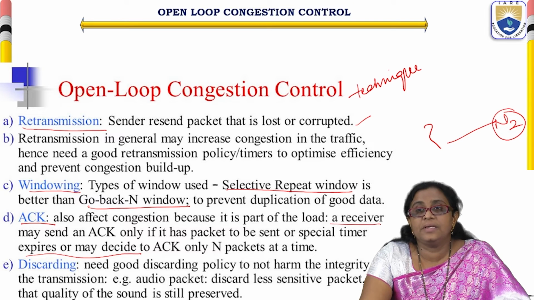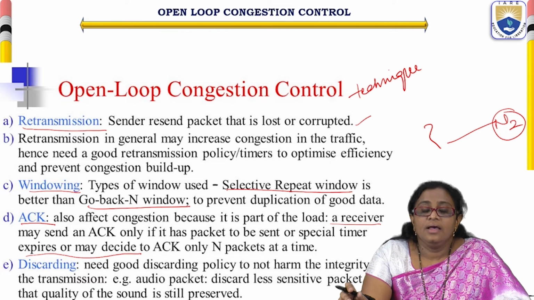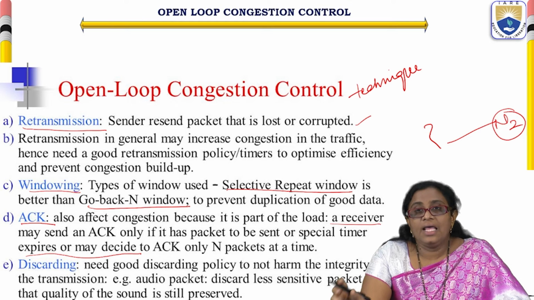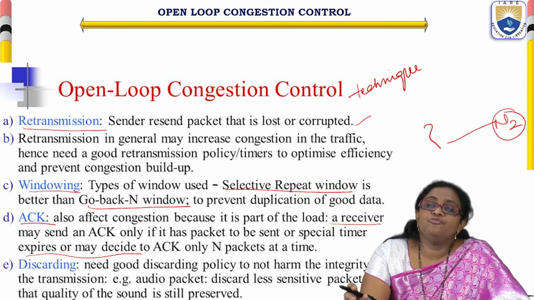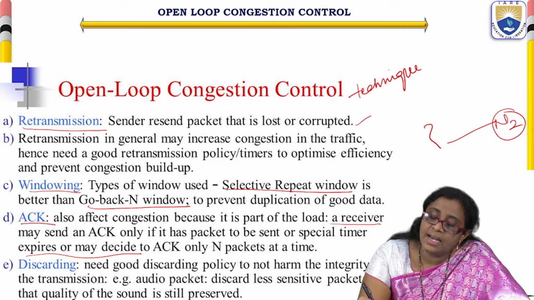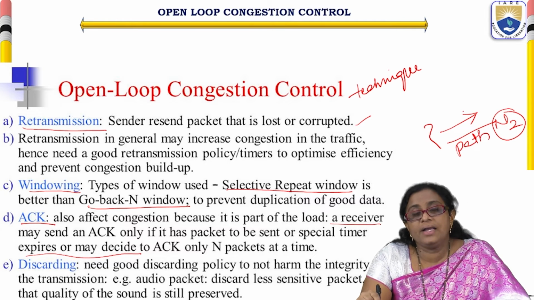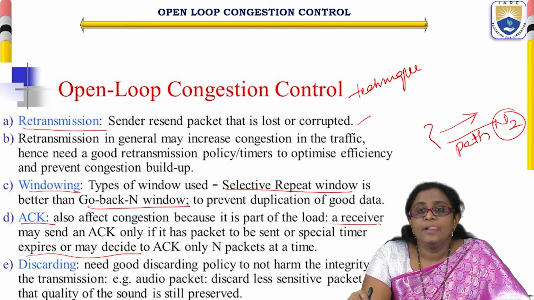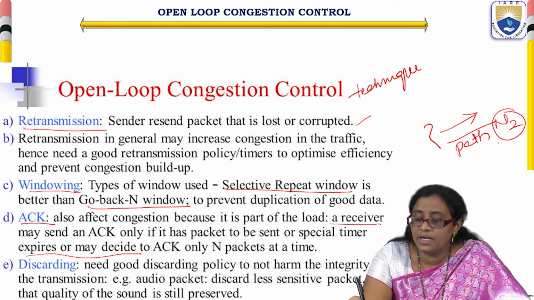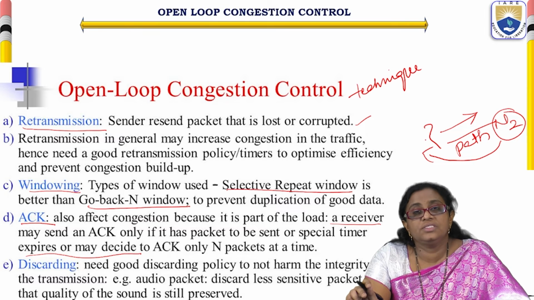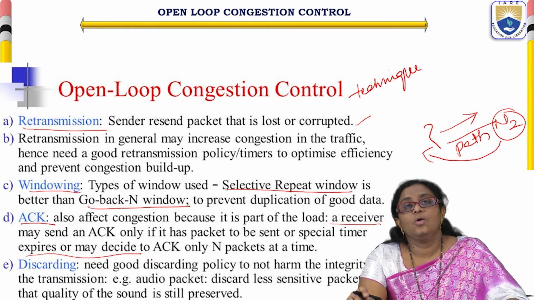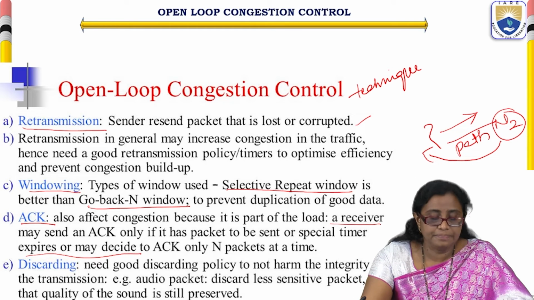ACK is the special timer which tells the sender that n packets should be sent at a particular time on a particular path. If more than n packets arrive, I don't want to give any acknowledgement to you in the consequent time. That is the main concept of ACK.